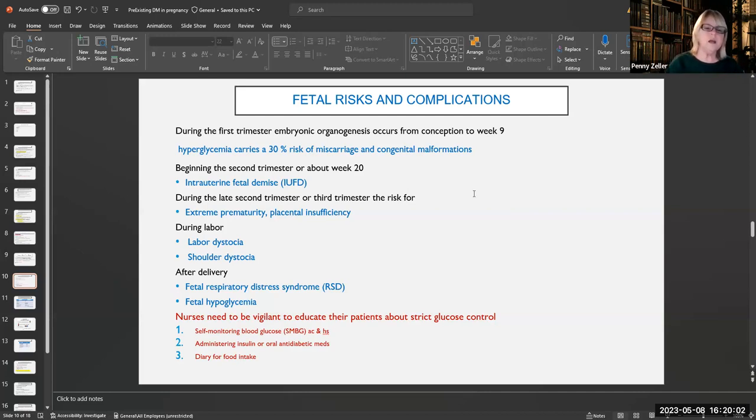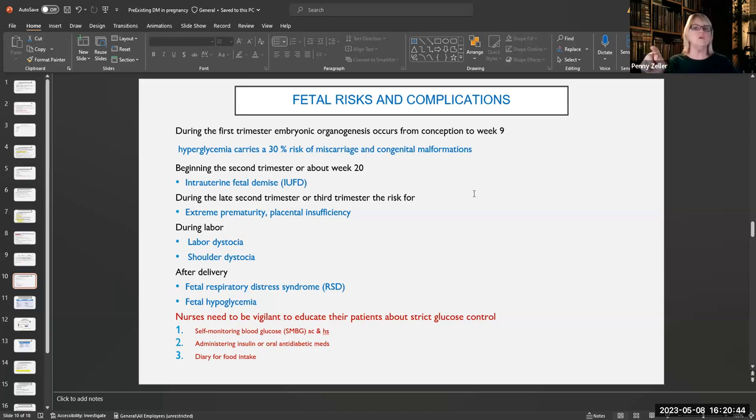Okay. So as nurses, we need to be very vigilant at educating our clients about strict blood glucose control before and during pregnancy. We're going to teach them how to monitor their blood glucose. I used to give my clients a log that I'd make for them. It was a piece of paper, a form, and they were to put the time, the morning when they got up, what their blood glucose was, what they ate for breakfast. What was their glucose 2 hours after they ate breakfast?